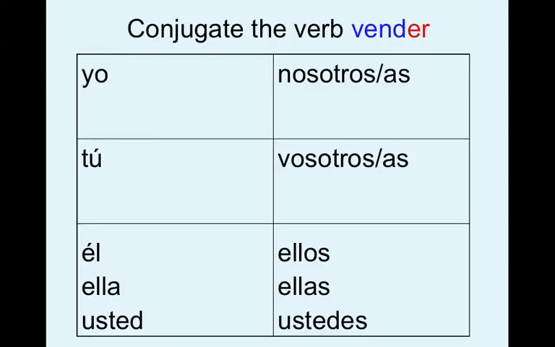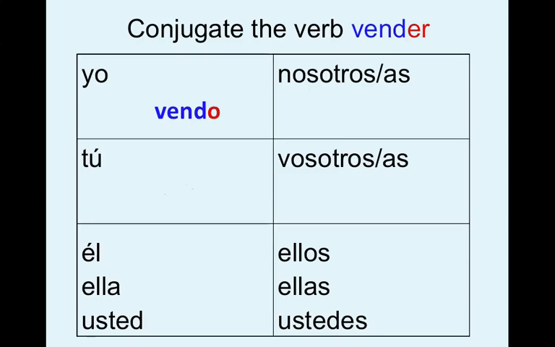So let's see if we can practice with one. We have the verb vender. What do we do first? Chop off the ER, and what are we left with? We're left with the stem. And then we simply add the ending. So yo vendo, how would you say you sell or are selling or do sell?